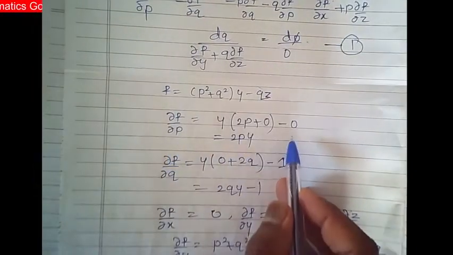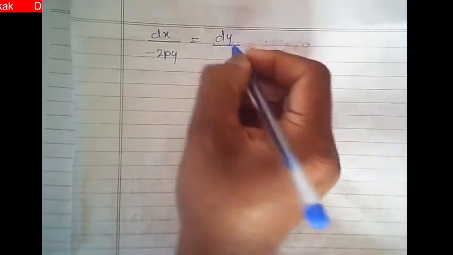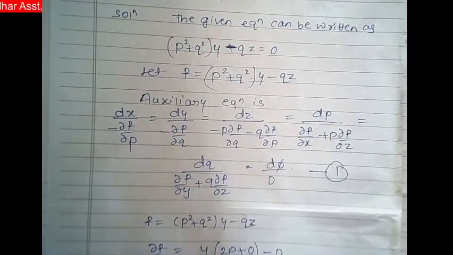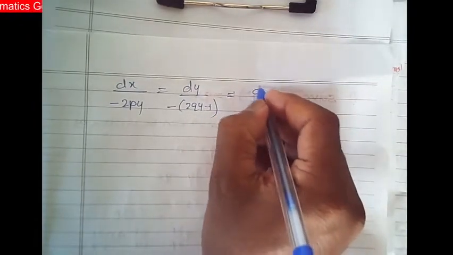first one is dx divided by dou f by dou p. Dou f by dou p is 2py. So dx divided by minus 2py, then dy divided by dou f by dou q. Okay, dou f by dou q. So dou f by dou q is 2qy minus 1. So minus of 2qy minus 1.